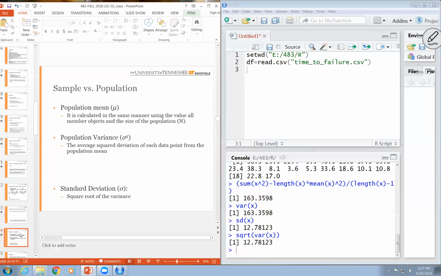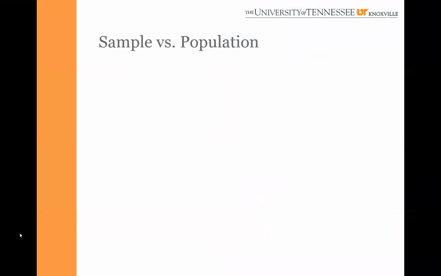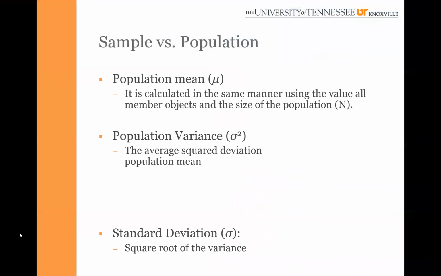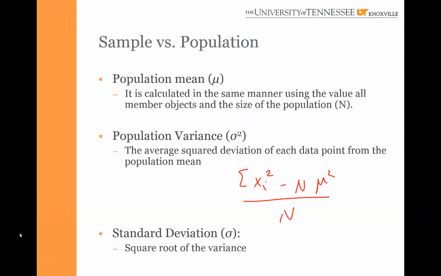Okay, and then the population variance formula is slightly different from the sample variance. So the population variance is the summation of xi squared minus capital N mu squared, where capital N is the size of the population, over N. We don't have the minus 1 adjustment, because that minus 1 is for adjusting when we are dealing with a sample.